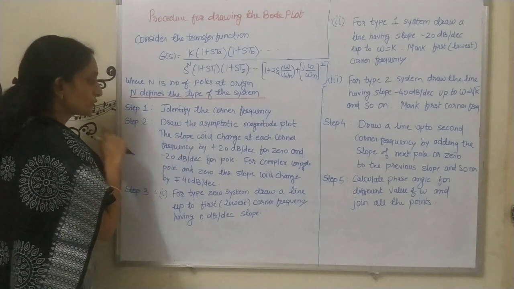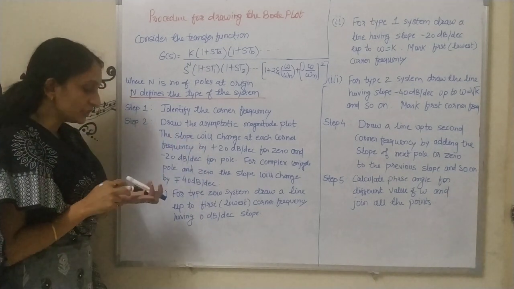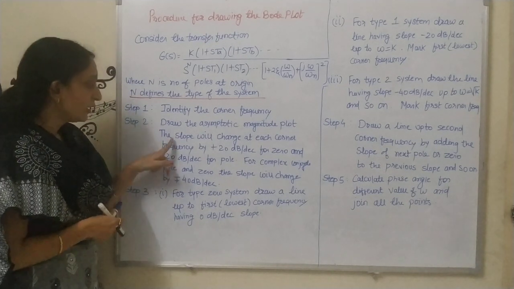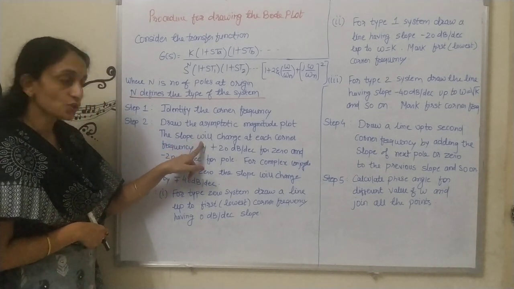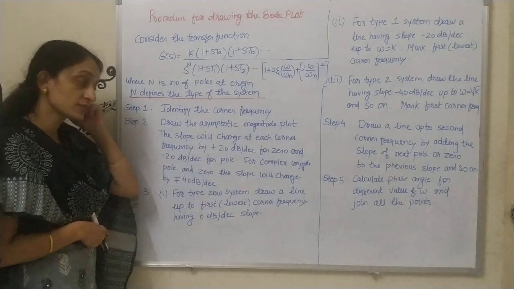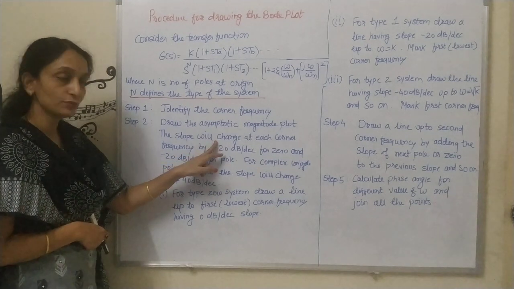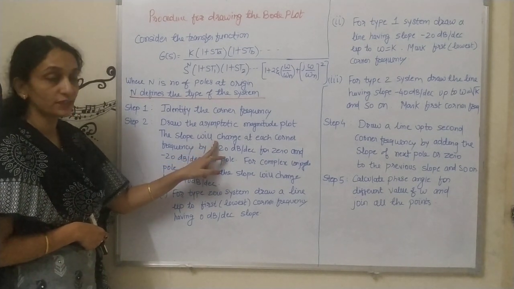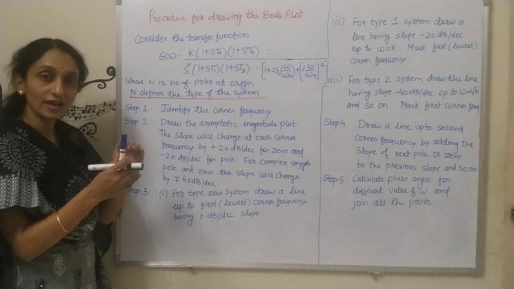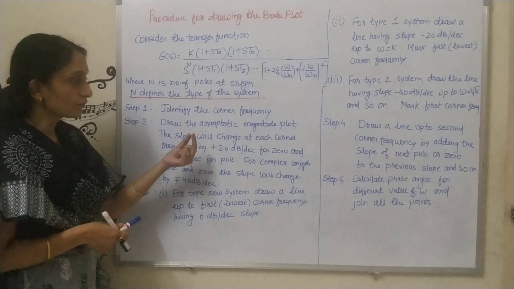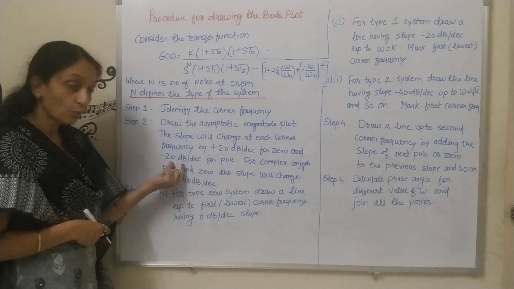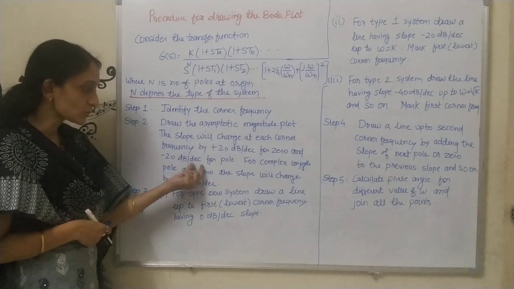Then step 2, draw the asymptotic magnitude plot. First of all, you need to start with a magnitude plot. The slope will change at each corner frequency by plus 20 dB per decade for zero. In previous lecture I have shown you the magnitude and the phase plot. I told you that magnitude plot is nothing but a asymptotic magnitude plot where we are drawing the line with actual line slope. So for 1 zero it will contribute to line slope of plus 20 dB per decade. For one pole it is contributing to line slope of minus 20 dB per decade.